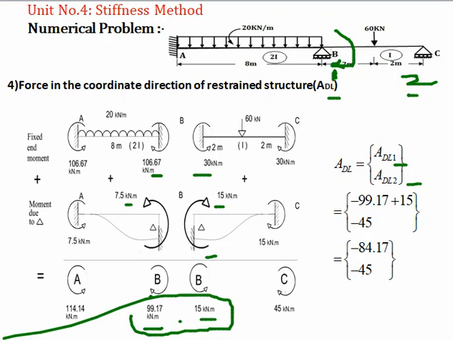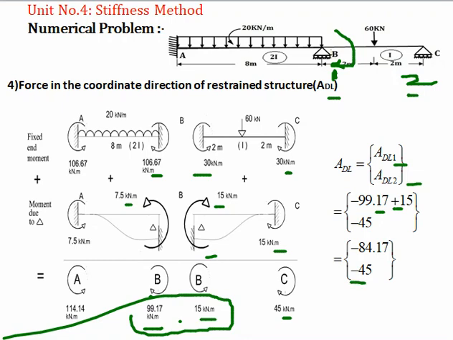So let's take that summation. First, in a clockwise direction, minus 99.17 plus 15. These two are acting in the direction of coordinate theta B due to the restrained structure. And our second coordinate, or unknown, is theta C. In that direction, when we keep the structure restrained, these two are acting and their summation comes out to 45 in clockwise direction. That's why minus 45.